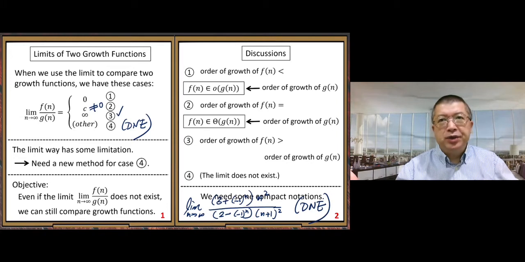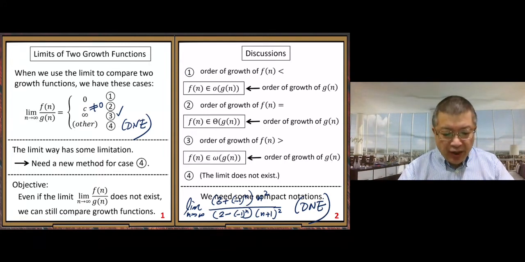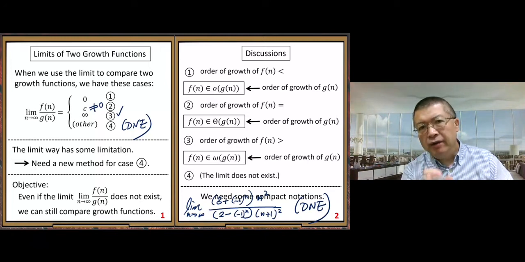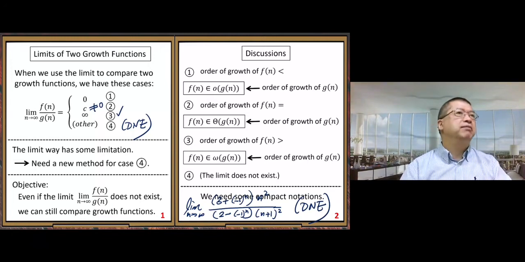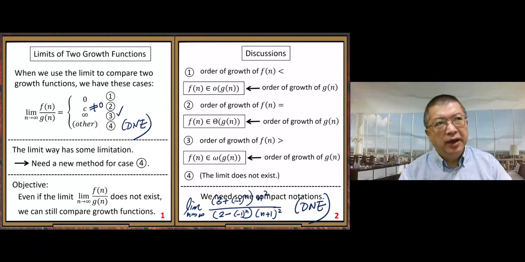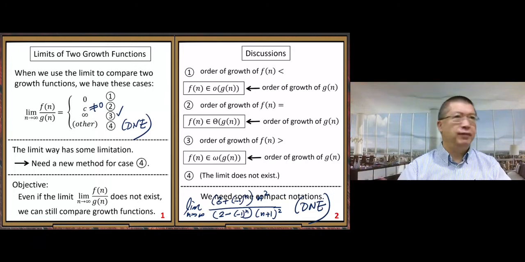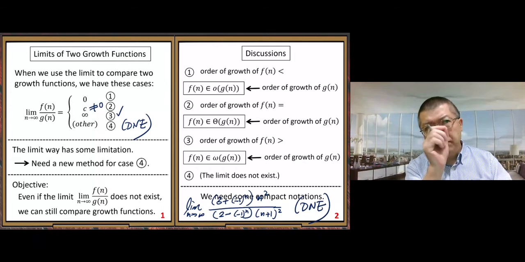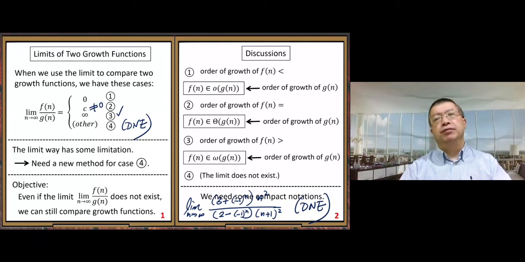We do not need to use a lot of words to describe it. Very neat. Very concise. Very abstract. Okay. Number 3, f of n belongs to little omega of g of n. So we're using three asymptotic notations here. All right.